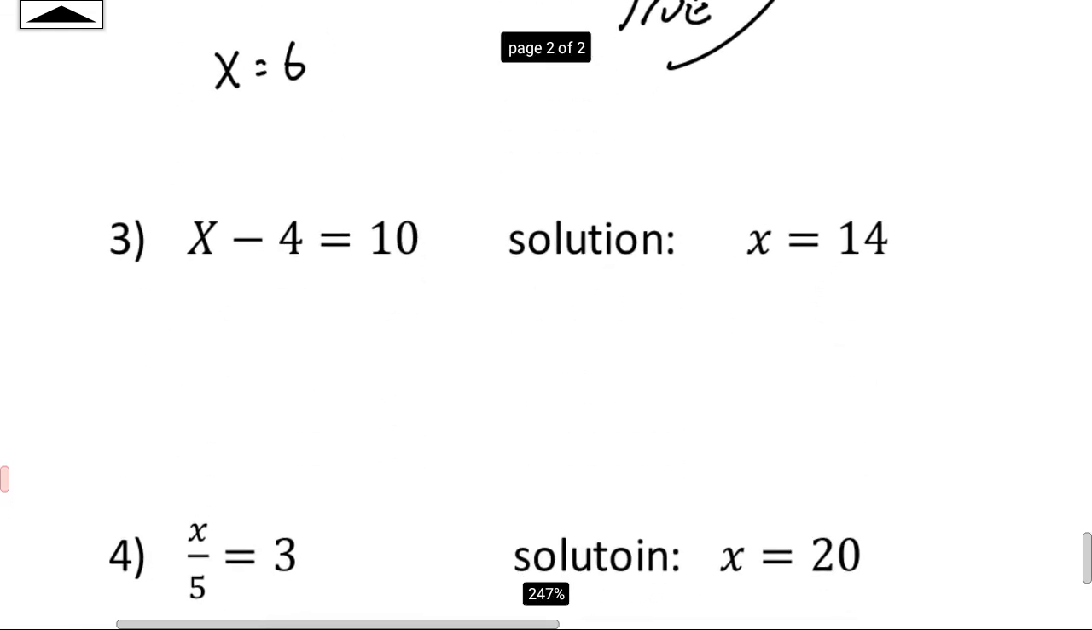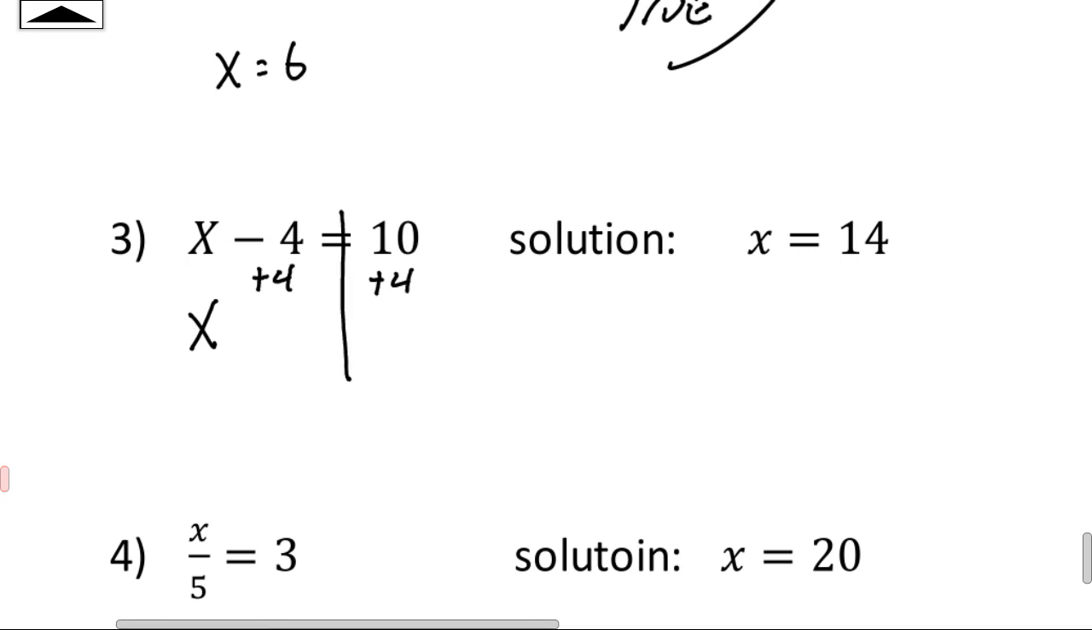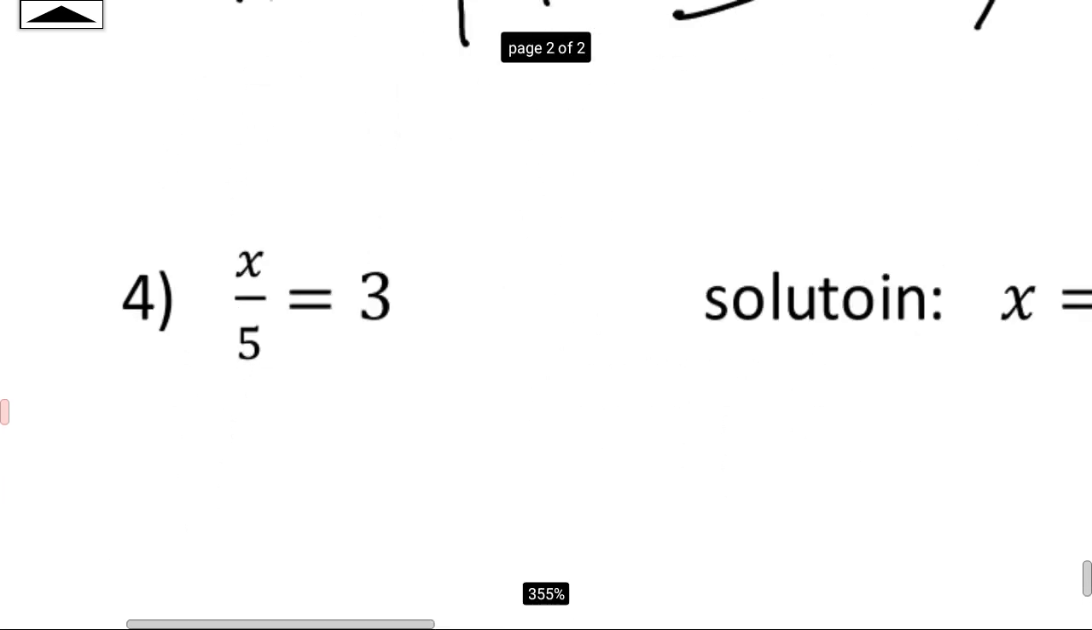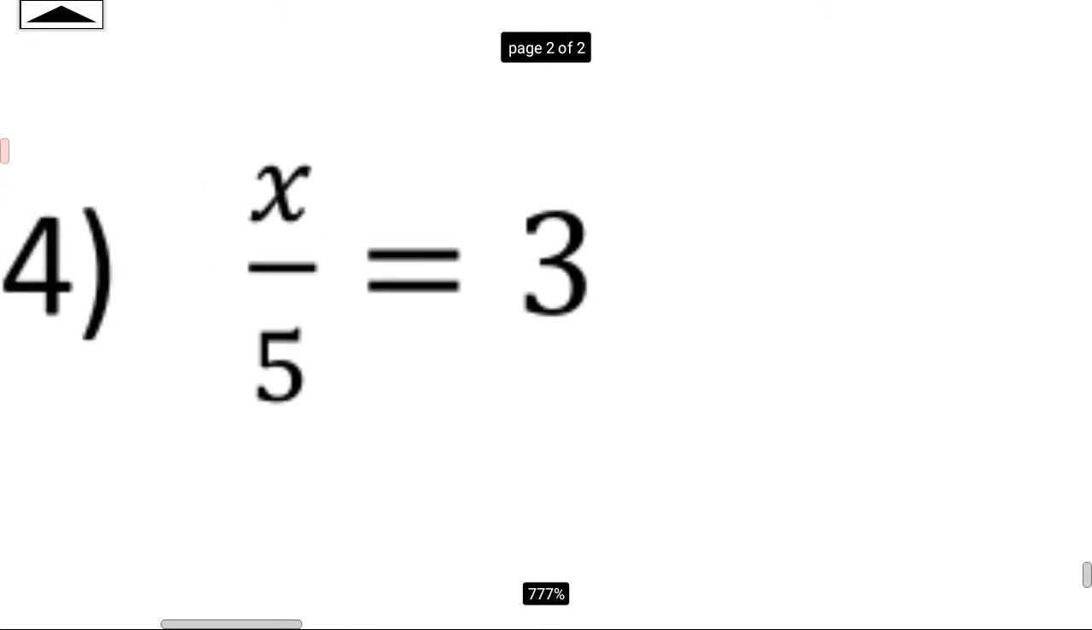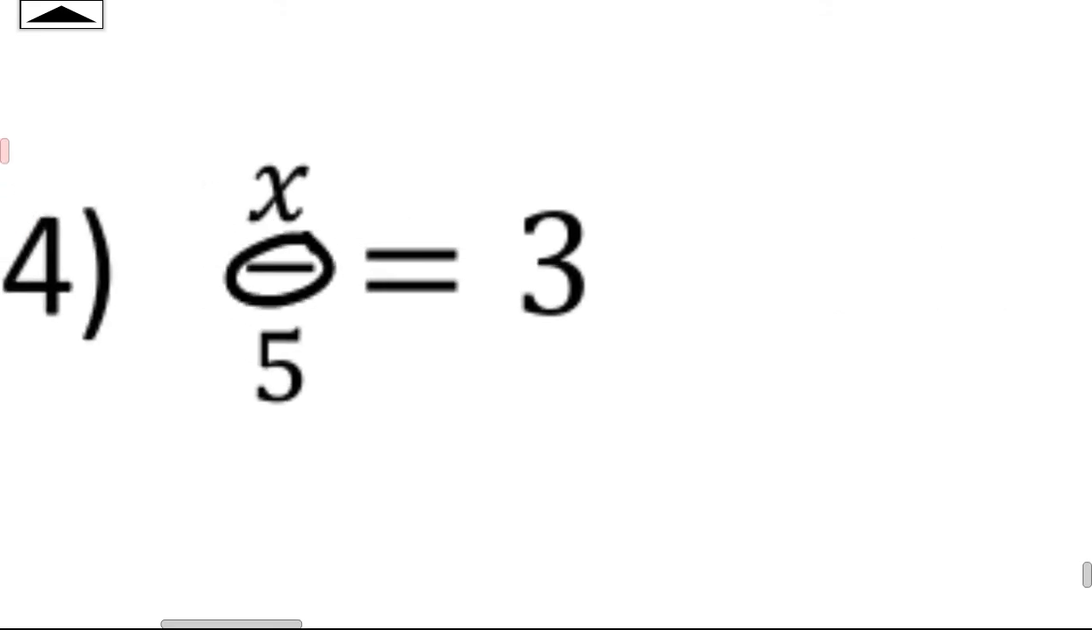How about this one? Let's solve. So I get x. Well, how do we do here? Add 4 on both sides. That's 0. So x equals 10 plus 4 is 14. Yep, that's true. And solving this one, I want to undo division. So I know it's multiplication. So what do you think? Multiply both sides by 5 or multiply both sides by 3?